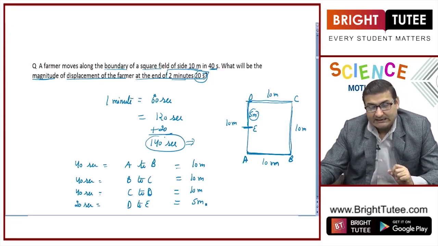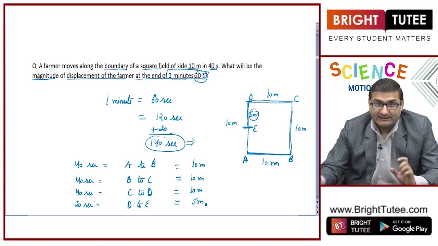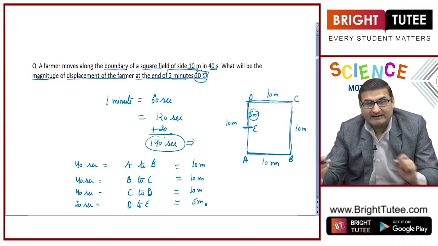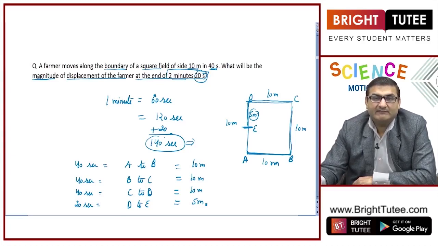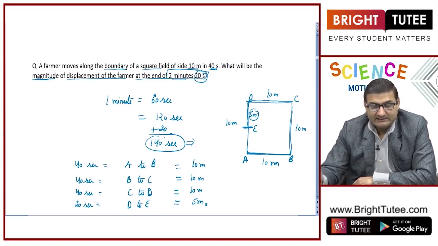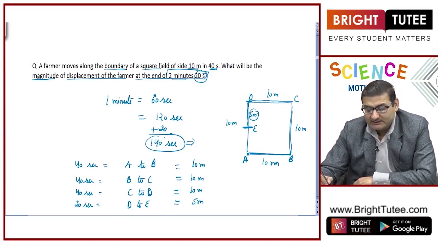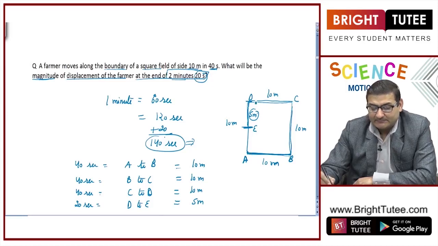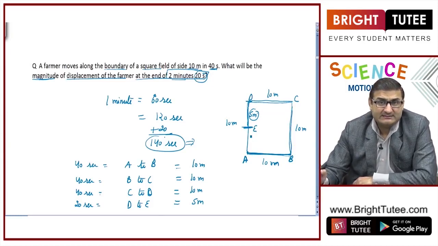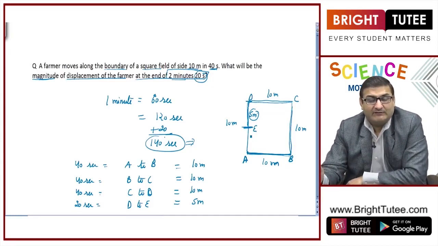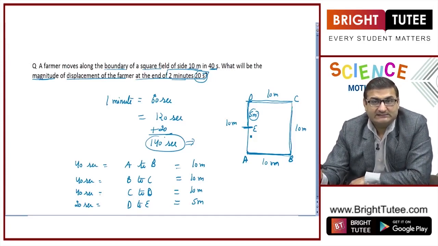Got it? Now, it is not actually in the question, I am just trying to relate it to you. Had it been in the question, what is the distance travelled by the farmer in these 2 minutes 20 seconds, we would have added all these: 10 plus 10 plus 10 plus 5. That means it should have been 35 meters. That is the answer if we had been asked the distance travelled.